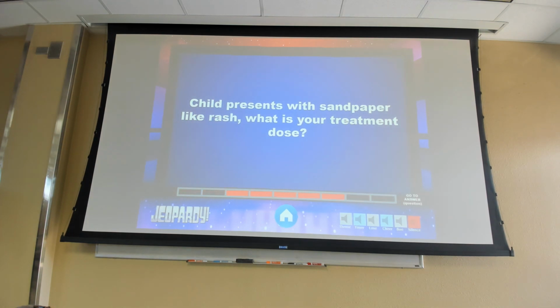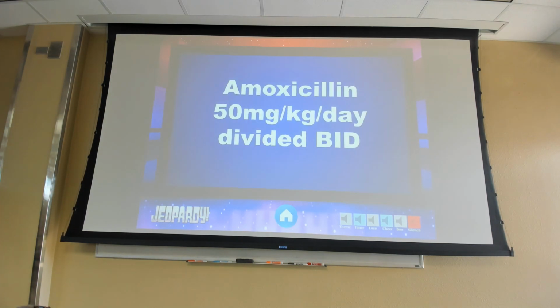Child presents with sandpaper-like rash. What is your treatment dose? First of all, what's your diagnosis? Sandpaper-like rash, scarlet fever. What does that go with? Group A strep. So what's your treatment? Low dose. Low dose strep, what's that? 50. Yep. See, you guys are getting it. It's totally great, this is backwards and forwards. You guys are awesome.